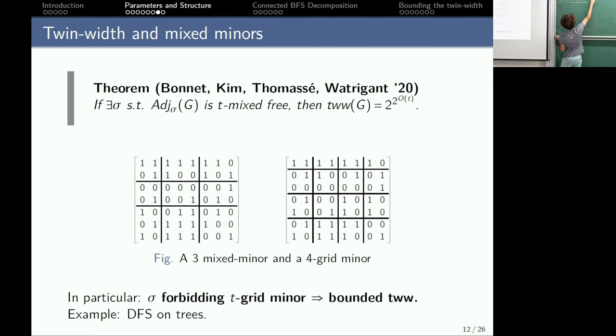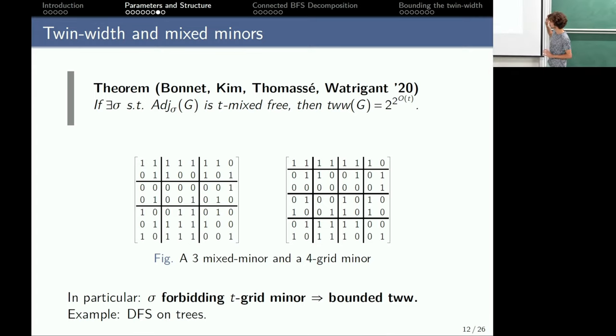Perhaps the reason why you put the grid minor in the second last line is because we could put mixed minor, but this statement is weaker, and still maybe good enough. That way, I don't have to deal with it, because the mixed zones are somehow more complicated to deal with, but for sparse classes, you only need to forbid a grid minor. Okay.